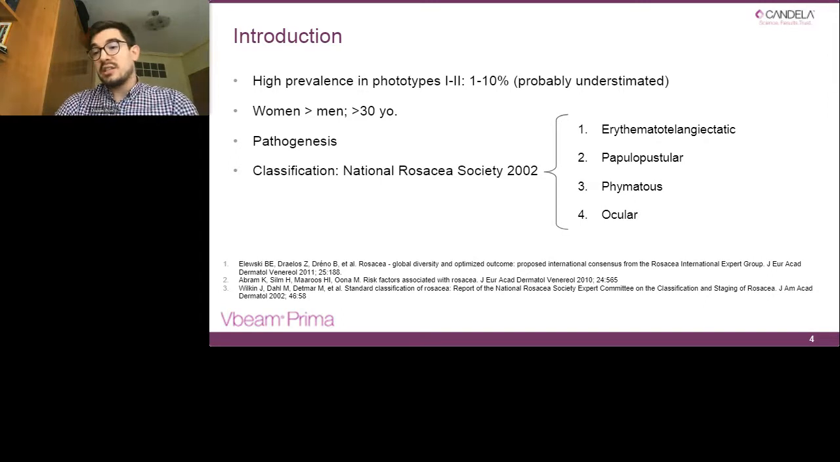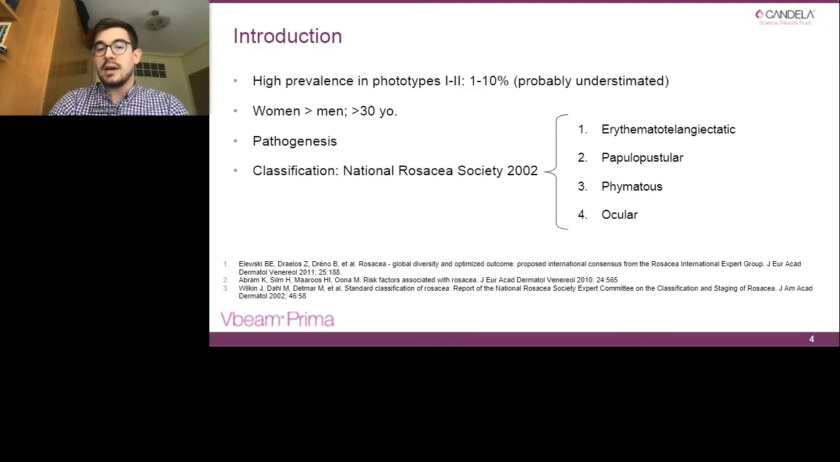Although the pathogenesis is not very clear, there are some theories regarding the cause of rosacea, including immune imbalance, also pathogenesis related to some microorganisms such as Demodex, and above all, vascular hyperactivity. In 2002, the National Rosacea Society established the 4 main types of rosacea, which are the erythematotelangiectatic rosacea, which is the most frequent one, the papulopustular one, phymatous, and ocular.